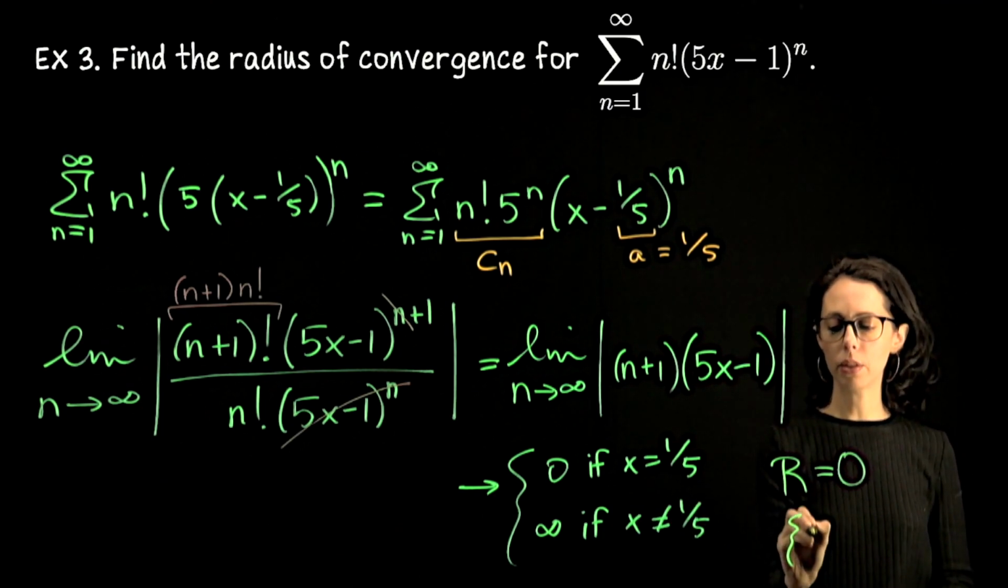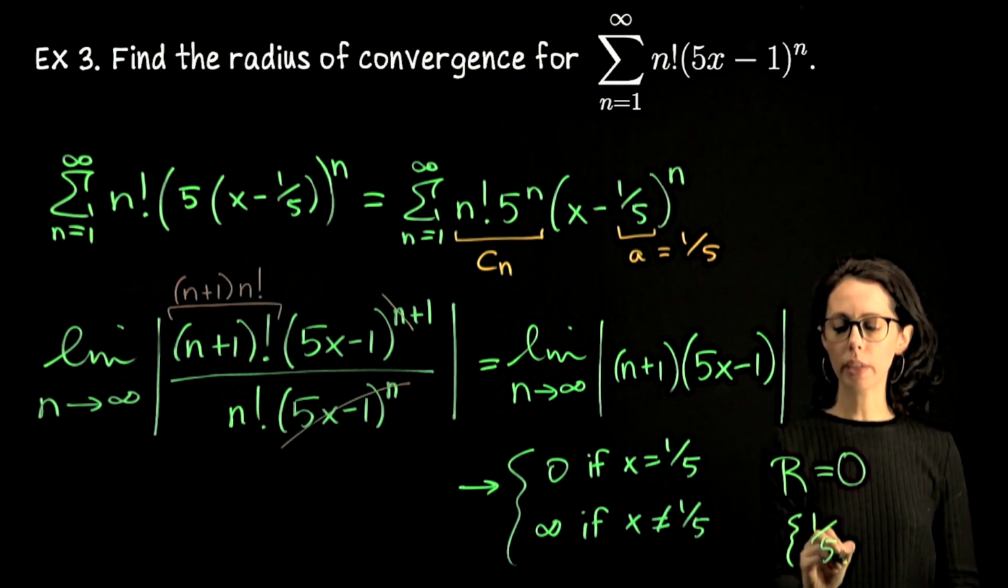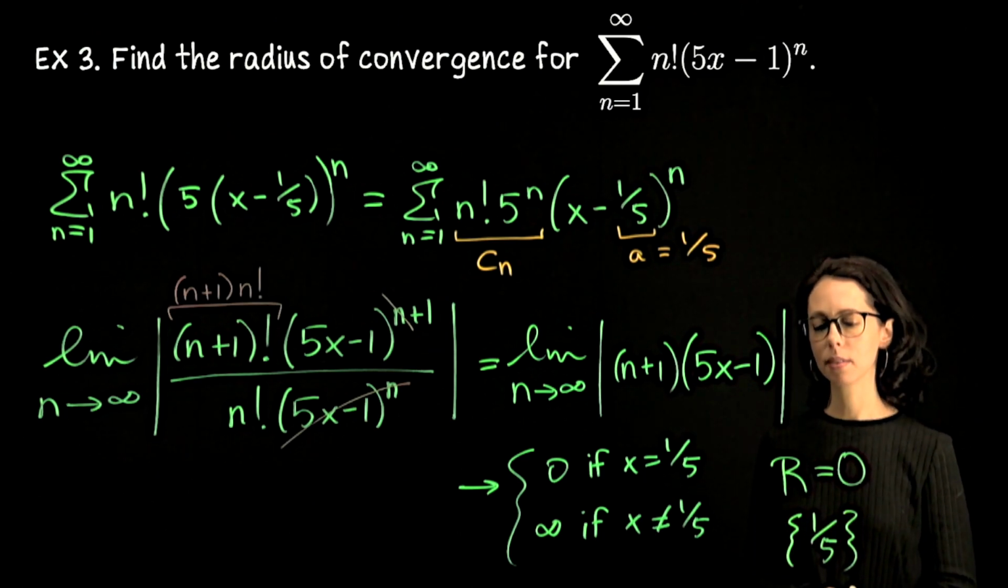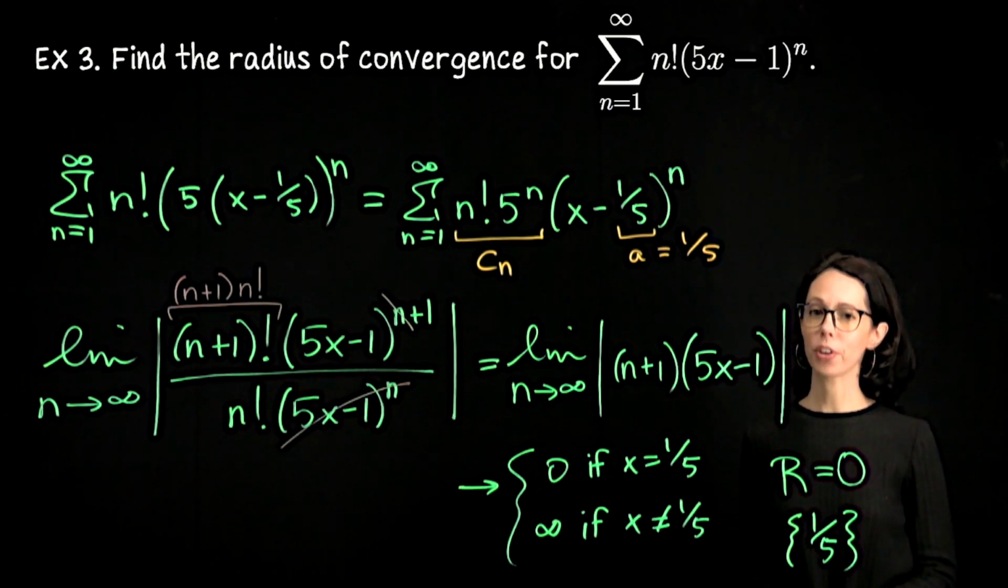So if you wanted to describe it, you could say that this power series only converges at the single element 1/5, so just at one value of x. Okay, that wraps up our third example.